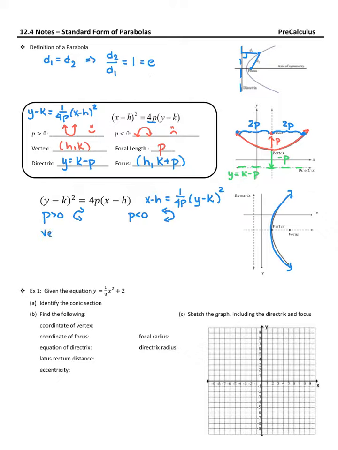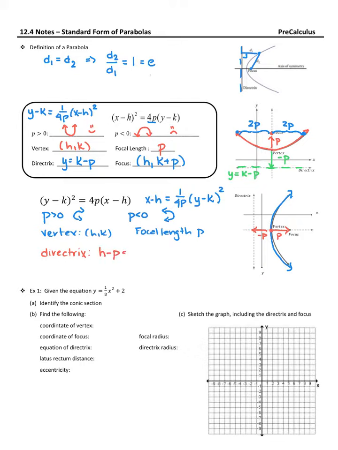And your vertex is still going to be (h, k). Your focal length is still going to be p. And again, that is the direction from the vertex to the focus. So that would be a positive p. Going backwards would be a negative p. And so our directrix is now going to go back and forth in the x direction. So it'll be h minus p.